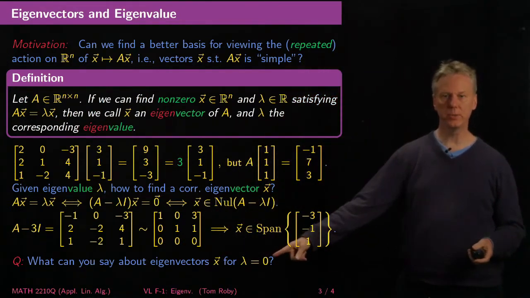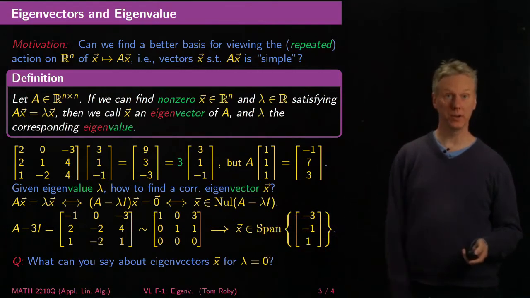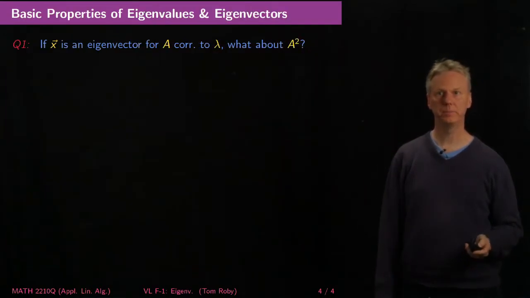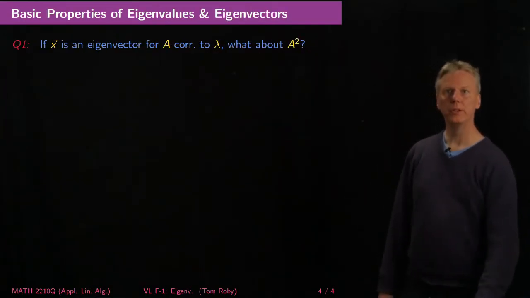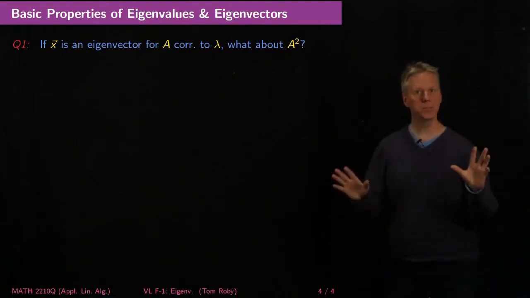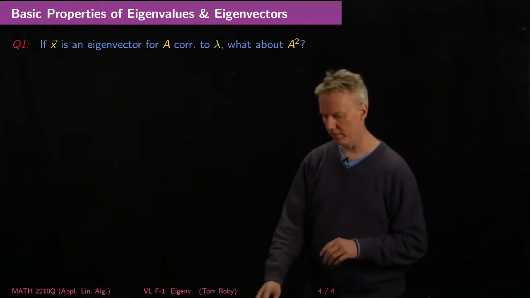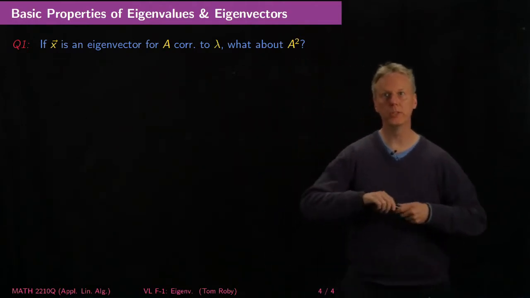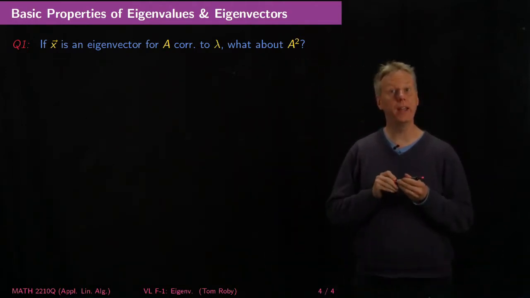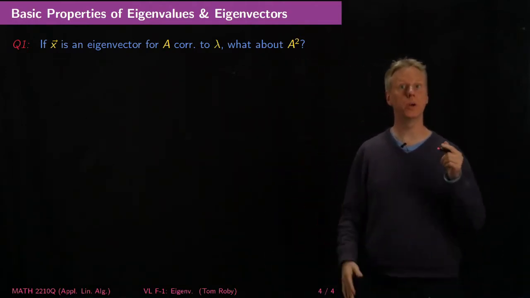Okay, so the answer to this question is that the eigenvectors are the elements of the null space. Okay, so now let's look at some basic properties, things that we don't need a lot of machinery for, and work them out one by one. So question 1: if x is an eigenvector for A corresponding to lambda, what about A squared?